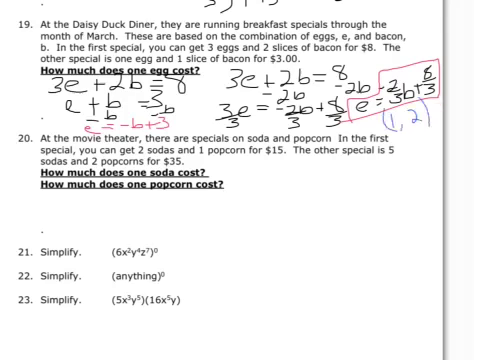Okay, and it said, what is the cost of 1 egg? Well, in this problem, E was the y value, so the egg is y. So that's going to be this value here. This is x, this is y. So the cost for 1 egg is $2. So egg equals $2, 1 egg. Okay, number 20.